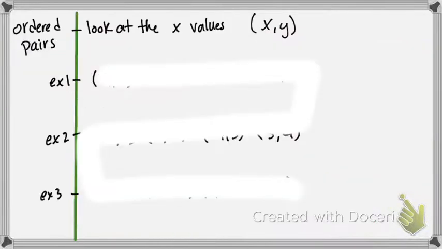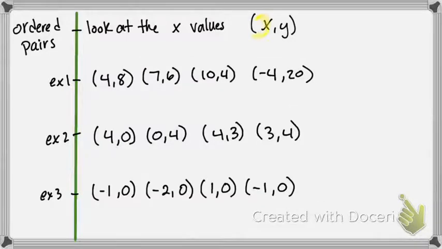Okay, let's look at ordered pairs. In the ordered pairs, you're going to look at the x values. And the x values we know are always on the left side of the ordered pair. So in example 1, we have 4, 7, 10, and -4. 4 and -4 are kind of the same number, but they're not. They're different numbers. One is negative and one is positive. So since there are no repeating x's, this is a function, because no x values repeat.